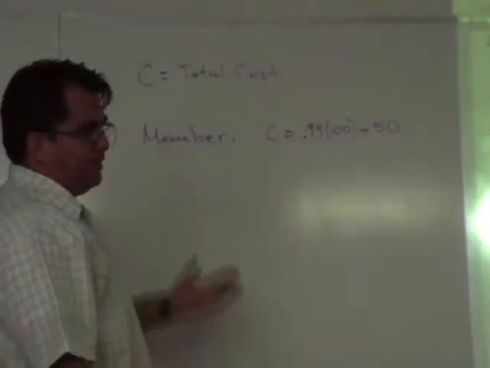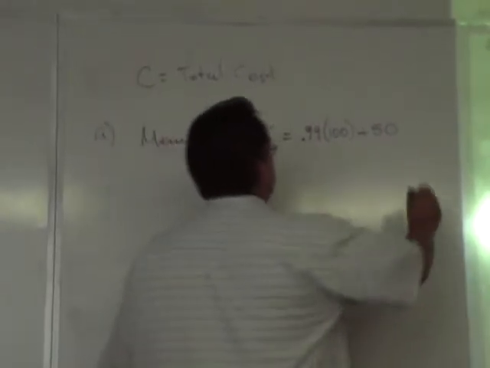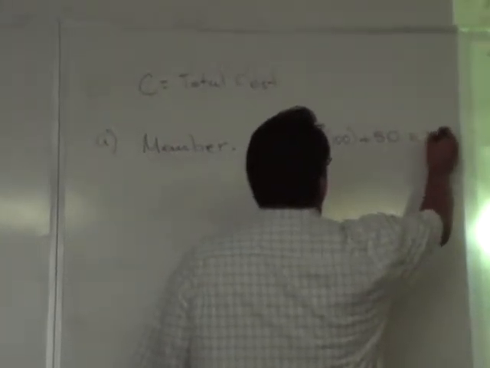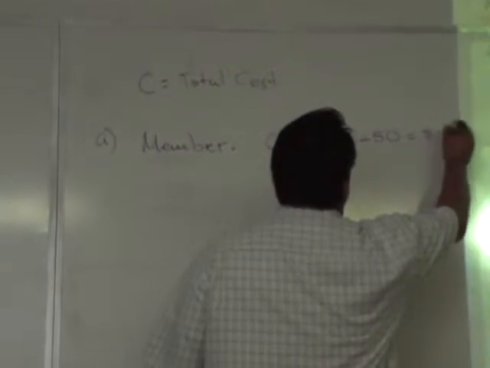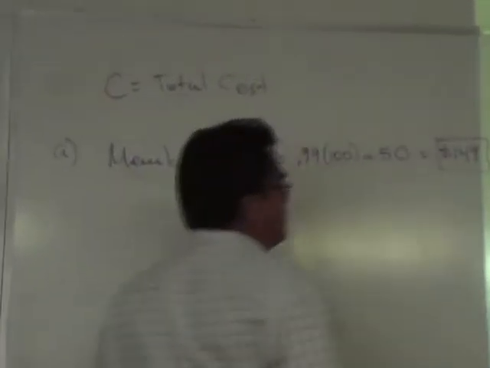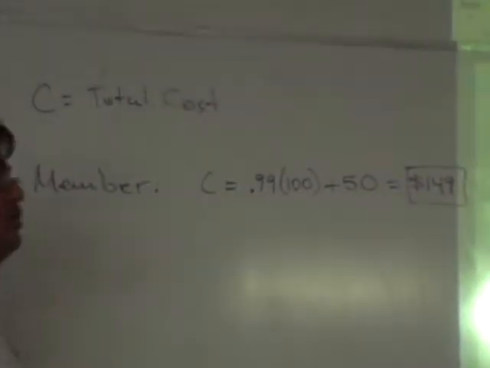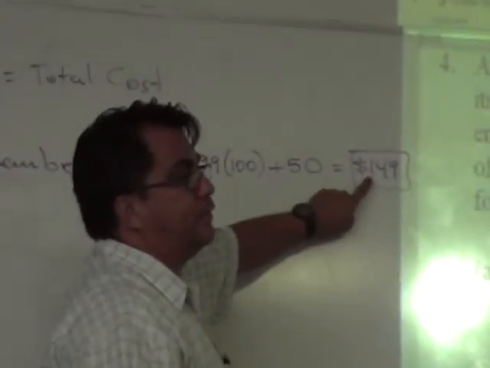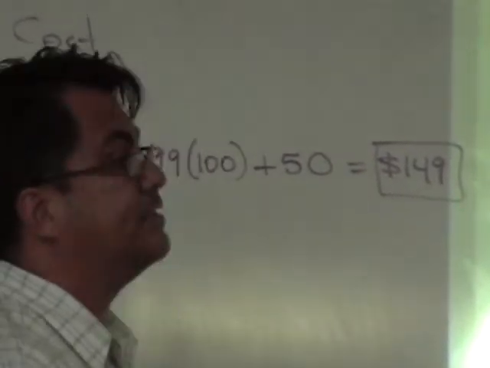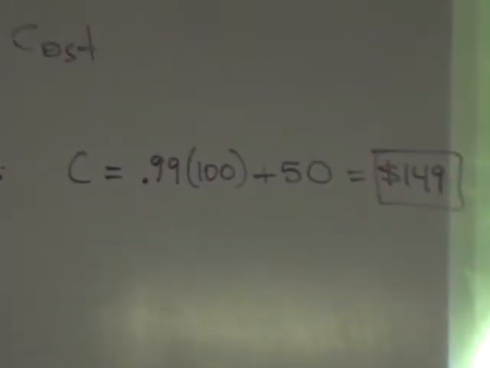All right, so you punch it in your calculator or work this out, and you're going to get $149. I'm not making you write sentences in every part of the problem, but I will dock you if you don't put units. 149 what? Dollars. That's cost. All right, so that's for member.